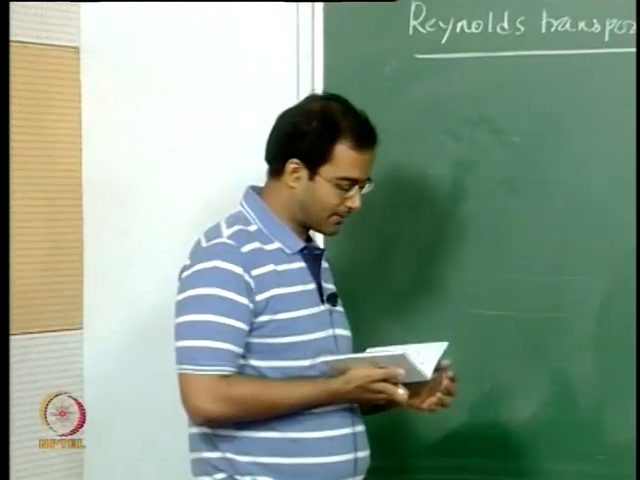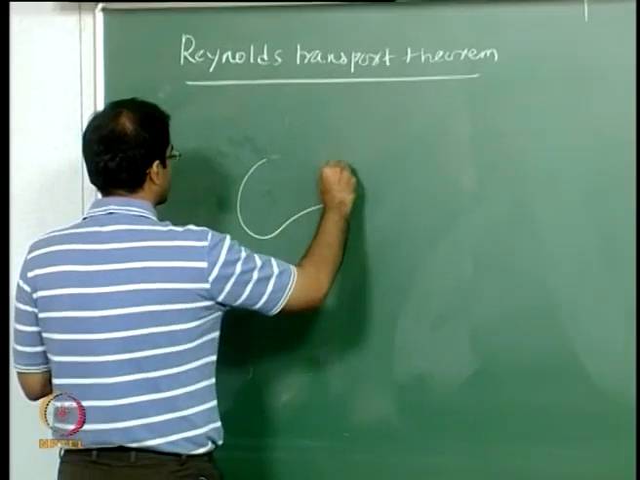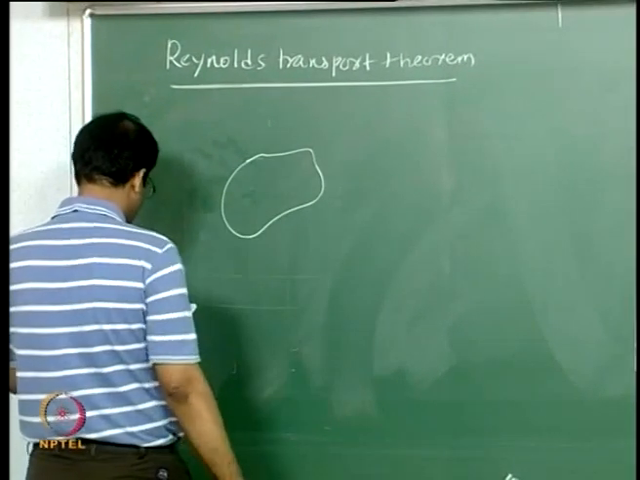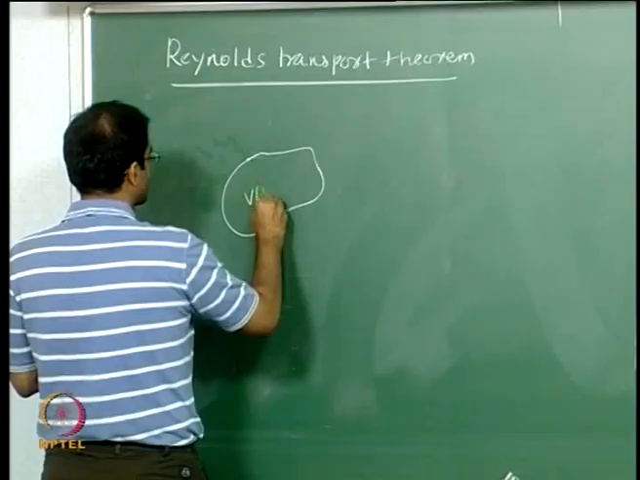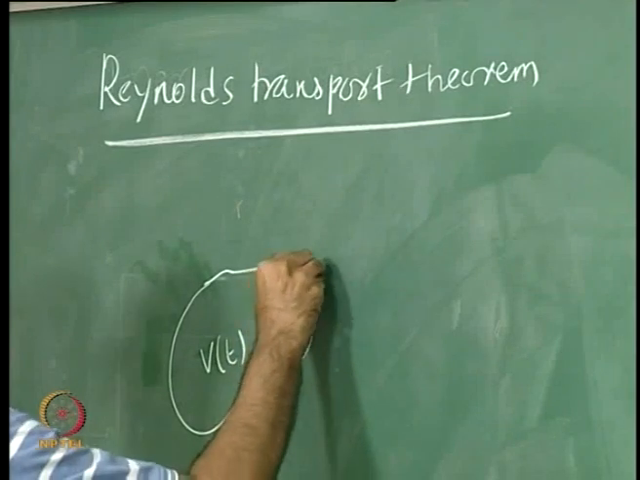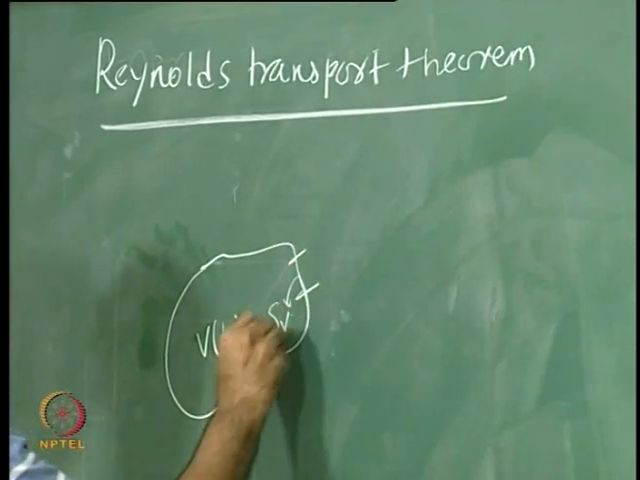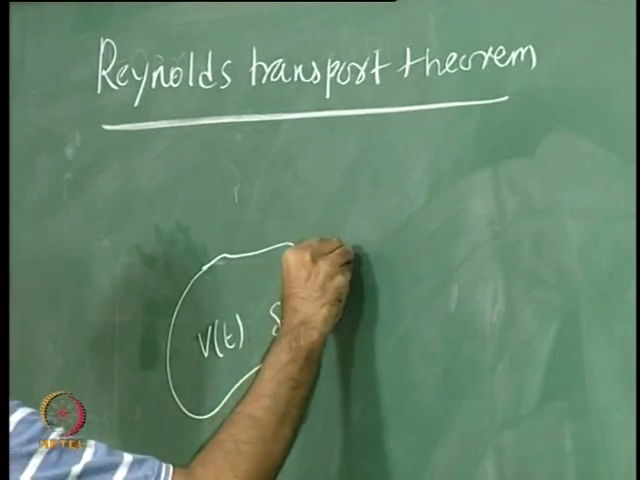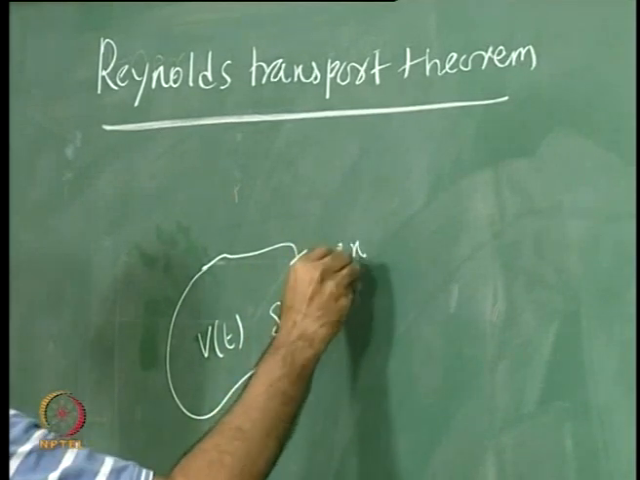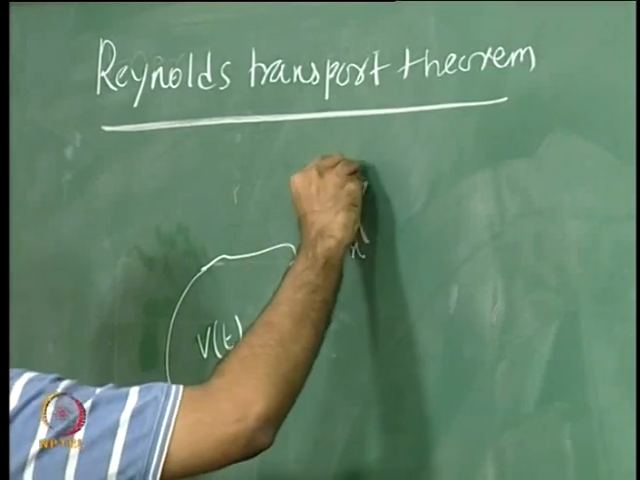So let us take some kind of an arbitrary shaped control volume. Let us say the total volume of this at a particular instant of time is V. Okay, and let us say there is a differential volume delta V. There is a surface normal which is pointing outward, and there is a velocity which is also oriented in some particular direction.